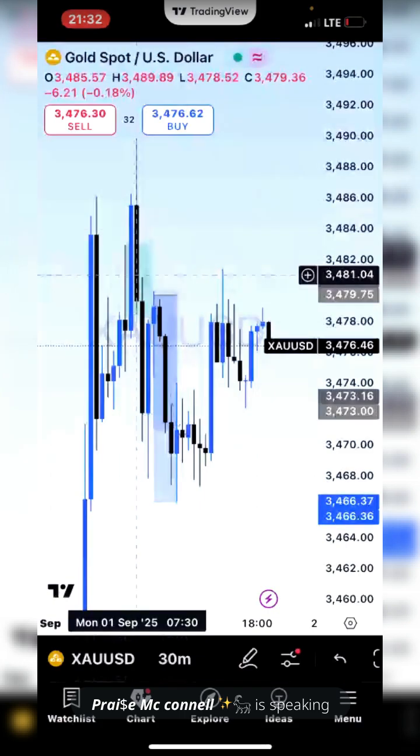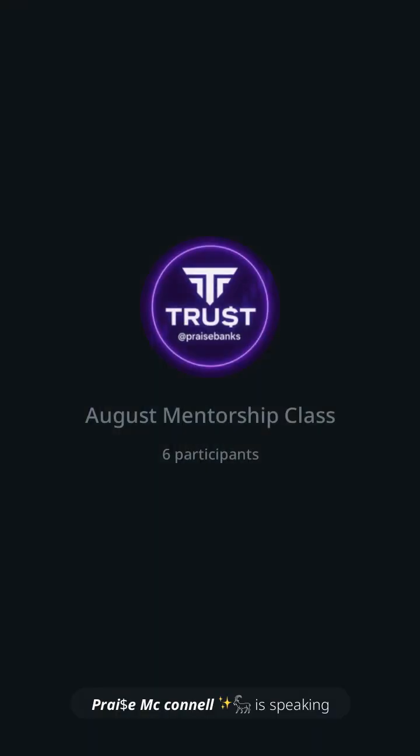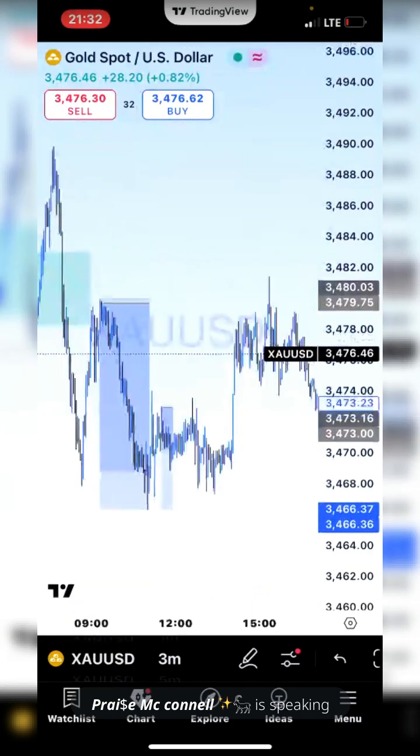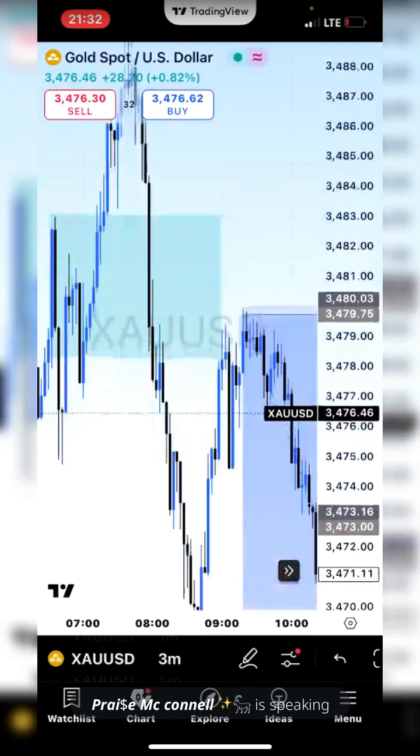But that is why we always have to go to the lower time frame to look for confirmation. If I now go to the 3 minutes time frame when this thing was happening, what can you see here?